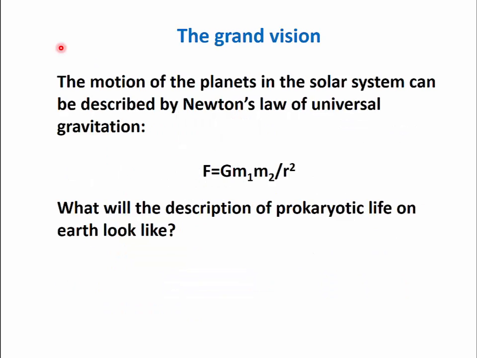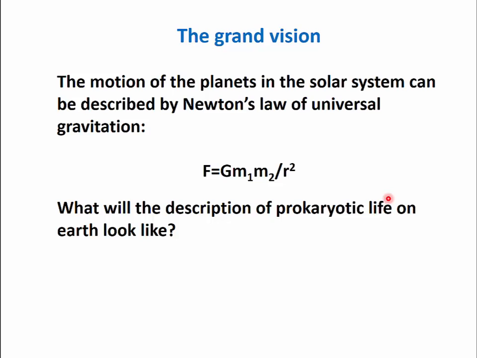And now I want to just diverge a little bit and give sort of a grand vision. Where does this fit into the rest of life? And I kind of developed this notion that the motion of the planets of the solar system can be described by Newton's law of gravitation, which is written here. Force is equal to the gravitational constant times the mass of the two bodies divided by the square of the radius. And we say, well, what would the description of prokaryotic life on Earth look like? I mean, is it going to be an algebraic expression like this?